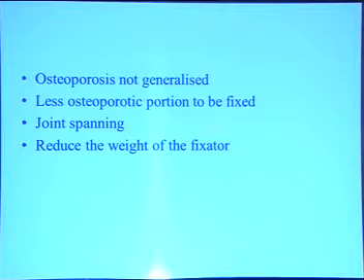Osteoporosis is not generalized. If you take the tibia, the first part affected by osteoporosis is the metaphyseal region, and the last part to be affected is the diaphyseal region. So use that part of the bone which is less osteoporotic to have a good purchase, and use fewer wires in that part of the bone which has more osteoporosis.